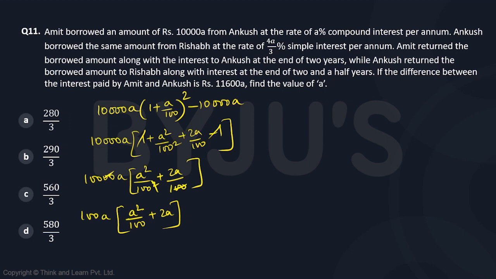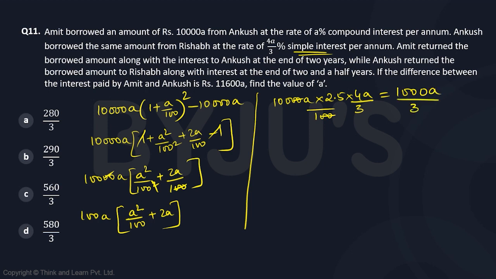Now the other person is borrowing at simple interest for 2.5 years. So what is the amount that he's going to get? He's going to get PTR by 100. So Amit, same amount of money. So this is compound interest, now done under simple interest. It is 10,000 A principal. Time is 2.5 years. Rate of interest is 4A by 3 by 100. So this and this get cancelled. This will be 25 fours are 100, plus one more 0, 1000 A by 3.